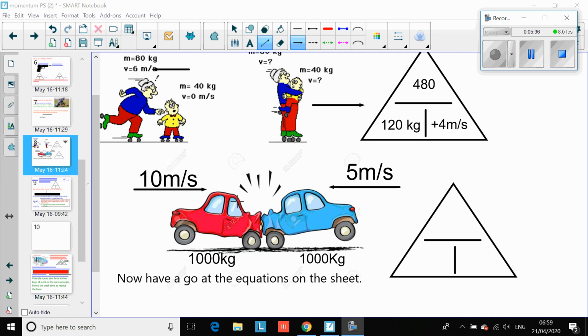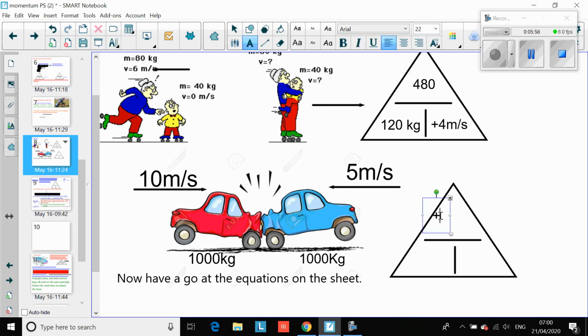Now they collide and move off together. Okay, so let's work out their total momentum first. So this has plus 10,000. This is minus 5,000. So plus 10,000 add minus 5,000 gives us a total of plus 5,000 kilograms meters per second. Okay, put that in there, that's the momentum.